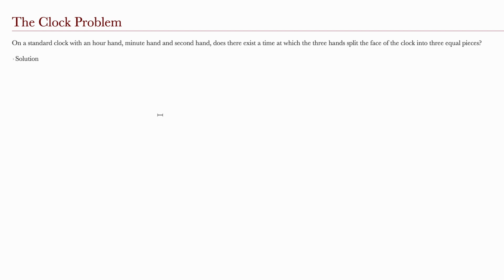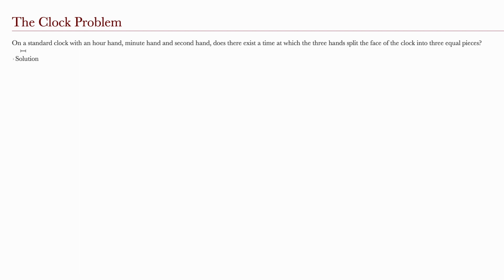Now, from everything you've learned today, you have the right tools to solve the clock problem. This is just a simple word problem that I thought of one day and thought was kind of cool. On a standard clock with an hour hand, minute hand, and second hand, does there exist a time at which the three hands split the face of a clock into 3 equal pieces? If you're like me, you might immediately think 12, 4, and 8, but that's not a real position on a clock, because for an accurate clock, the hour hand will move with each second.